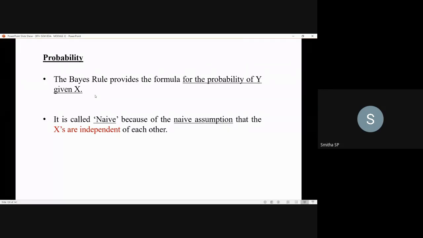X, in the sense of variables, that is the features, we call x. So these x are independent of each other. We can have this naive Bayes rule regardless of the name. It's a most powerful formula that we will be using for the computation of probability, and it is more powerful compared to the Bayes rule. So this is about probability.